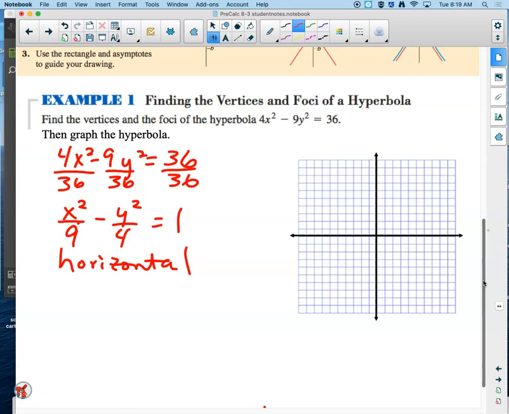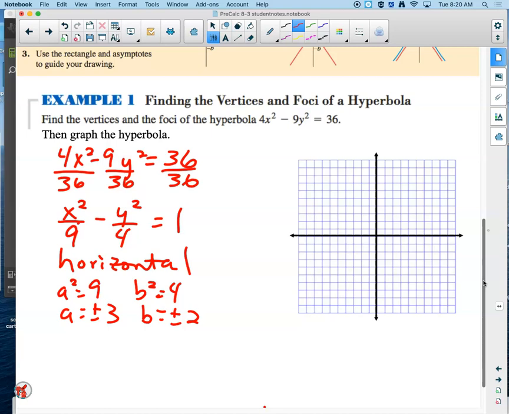A squared will always be underneath the positive of the two, x squared or y squared. So a squared is 9, and that means a is going to be plus or minus 3. B squared is 4, so b is going to be plus or minus 2. A always goes on that transverse axis, the major axis. So even if A ended up being smaller than B, which it can with hyperbolas, that's the one that goes on your major axis, your transverse axis.